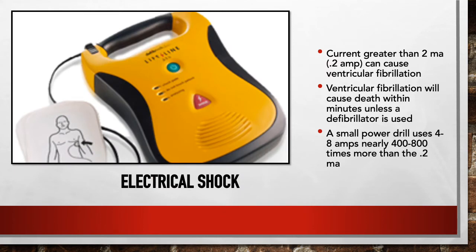So shock happens. A defibrillator is typically needed when that happens to reset the heart at the correct voltage. Anything greater than 2 amps can cause ventricular fibrillation. It can cause death within a couple minutes unless it's reset, or once again a defibrillator is used. And a small power drill, just for example, uses 4 to 8 amps, which is nearly 400 to 800 times more than what's required to cause ventricular fibrillation.